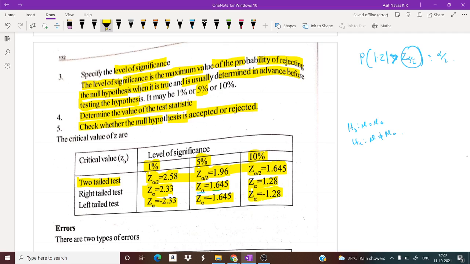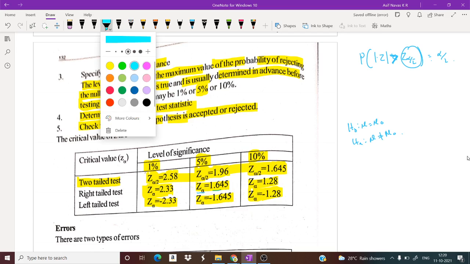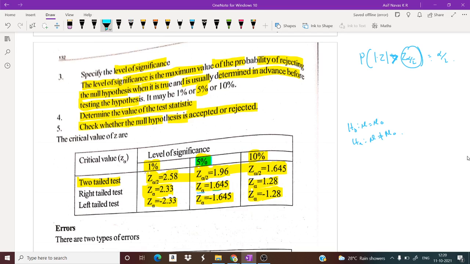So you have to memorize this, and normally they will ask for the 5% significance level. Z alpha by 2 is 1.96 at the 5% significance level in a two-tailed test. Z alpha is equal to 1.645 in a right-tailed test, and minus 1.645 in the left.